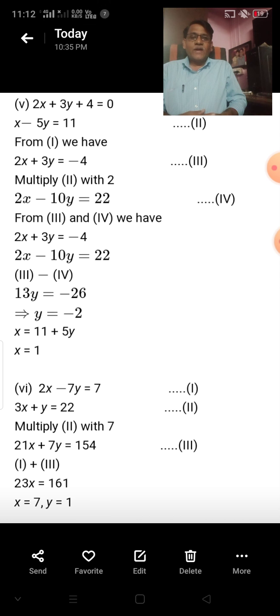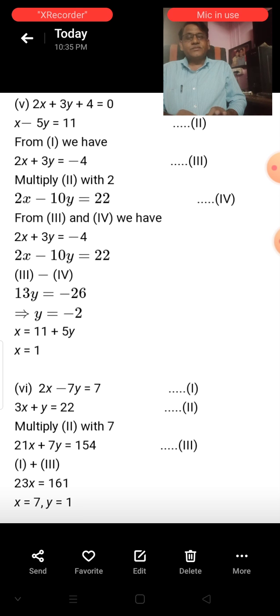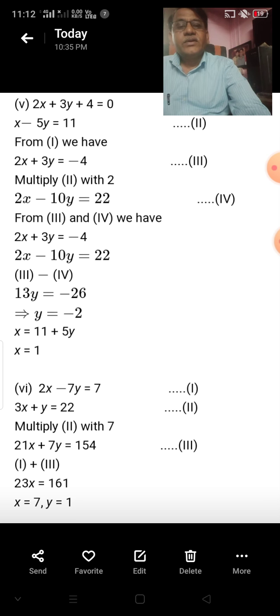notebooks. Okay, so complete the assignment in the notebook, and as usual you have to send the message in the group, assignment done, with proper roll number and name. Okay, so today we have to stop here now.